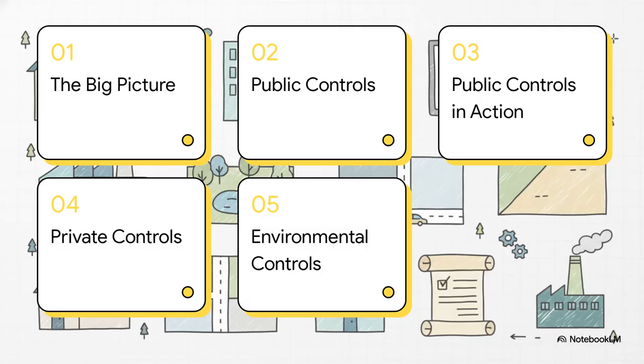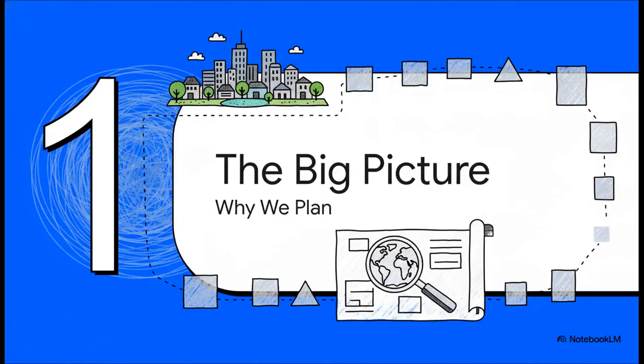Here's a quick look at our game plan. We'll kick things off with the big picture, why these rules even exist. Then we'll get into the two main flavors, public controls from the government and private controls made by property owners. We'll wrap it all up with a look at the super important environmental regulations. Let's do this. All right, so let's start at square one.